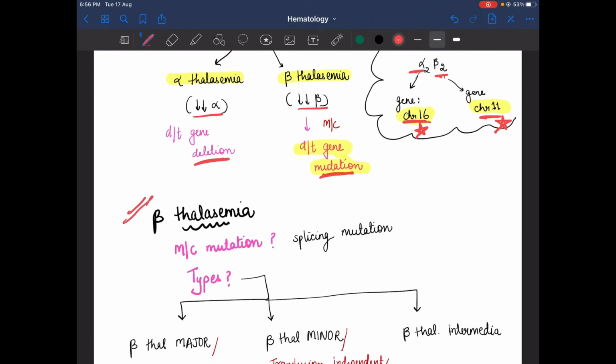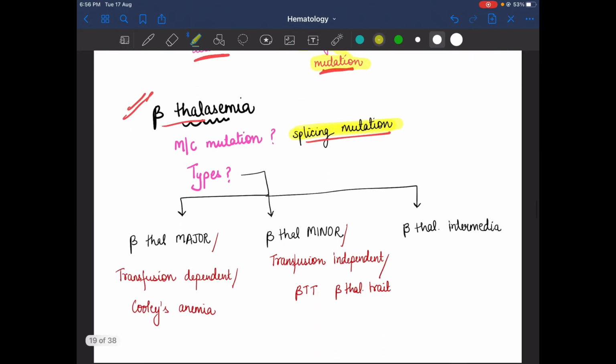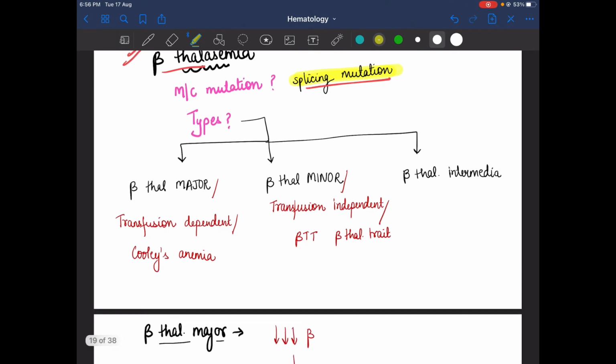Beta thalassemia involves the beta chain on chromosome number 11, and it is basically due to mutation. The most common mutation in beta thalassemia is splicing mutation. Now what are the types of beta thalassemia? We have beta thalassemia major, beta thalassemia minor, and beta thalassemia intermediate.